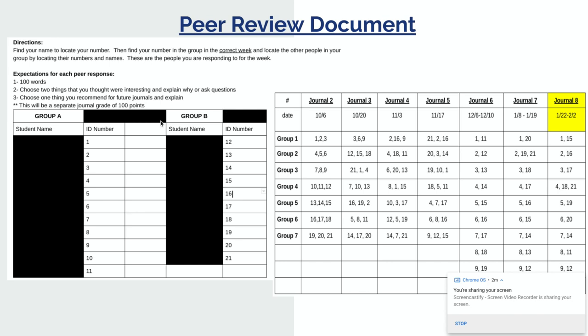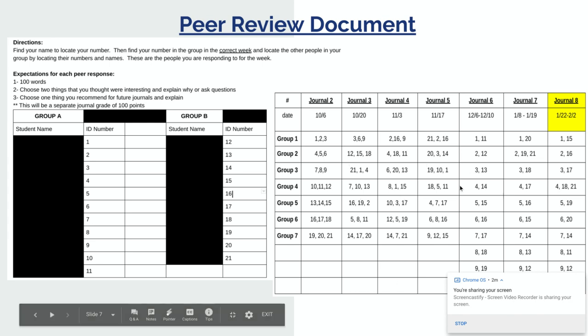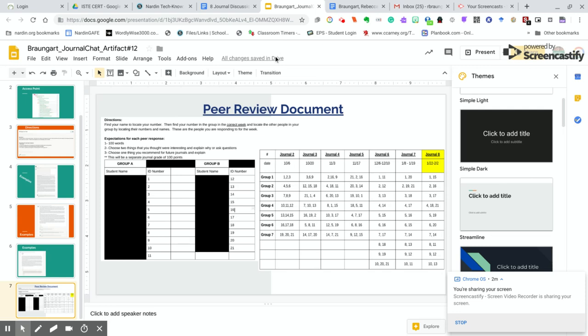They were divided into group A and B, and each one was given a number. So group A would write the journal one week, and group B would respond, and then the next week I would flip. So they were mixed up every week with different people, and so they would have a variety of classmates that they would read so that they weren't just reading their friends' papers every week.